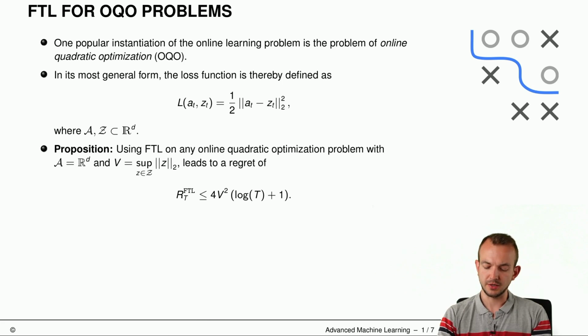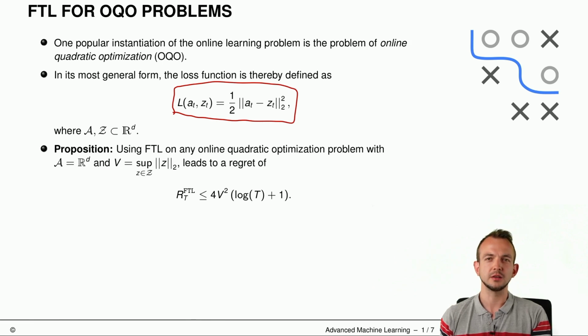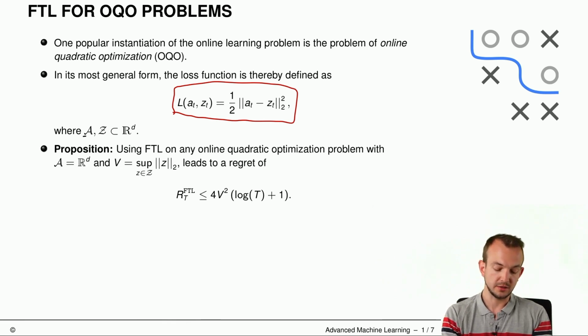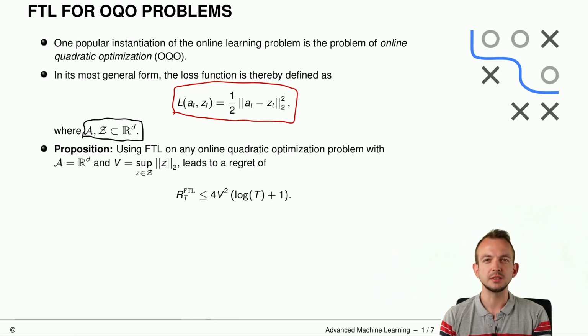It's essentially characterized by the loss function, which is nothing else than the quadratic loss function. And in its most general form, where the action space and the environmental data space are simply subsets of R^d, it is given in the following way. It's the distance in Euclidean norm between an action performed by the learner, a_t, and the corresponding environmental data point we obtain for this case.